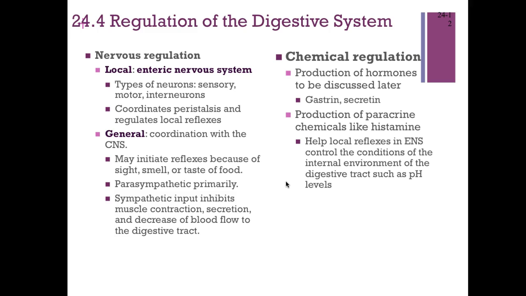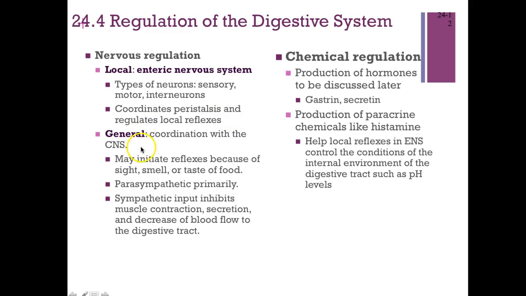So next we need to talk about how we are regulating the digestive system. If we are discussing nervous system regulation, we have local control through that enteric nervous system. Remember, this is made up of your submucosal plexus and your myenteric plexus. We're going to have all types of neurons, sensory, motor, and interneurons. And it helps to coordinate our peristalsis and regulate local reflexes. And we'll discuss what some local reflexes are.